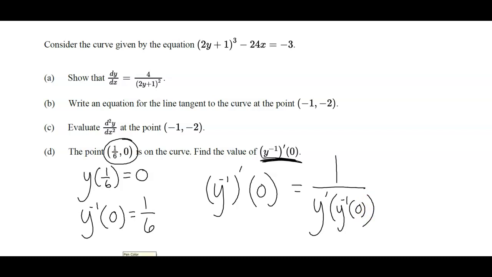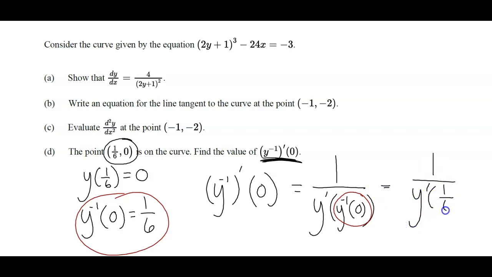All right, so first thing is this. Y inverse of 0, we know that that equals 1/6. And now we need to find out what is y prime of 1/6. Now this is kind of a tricky thing. Now this is y prime, so you might think, oh, I can just plug 1/6 then and I'm good. But here's the problem with that. The 1/6 is an x value.